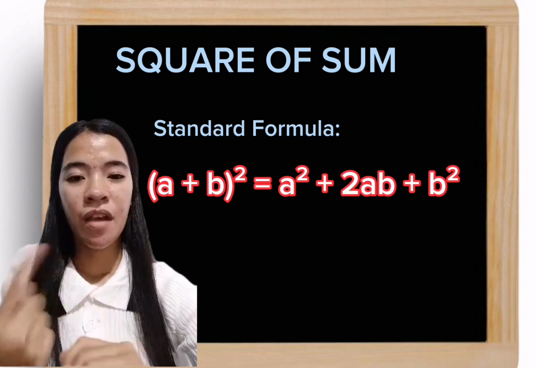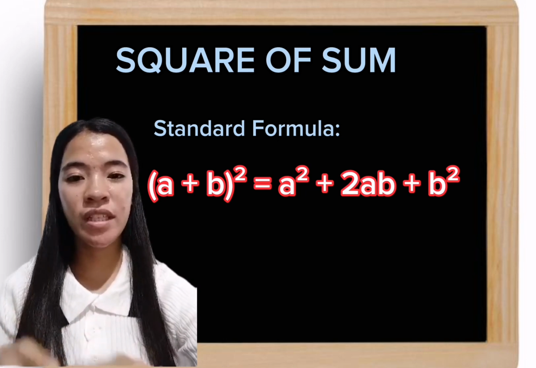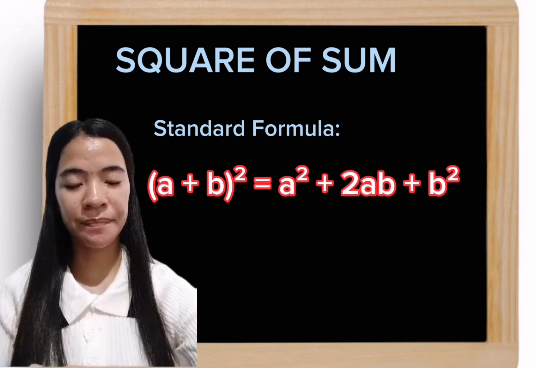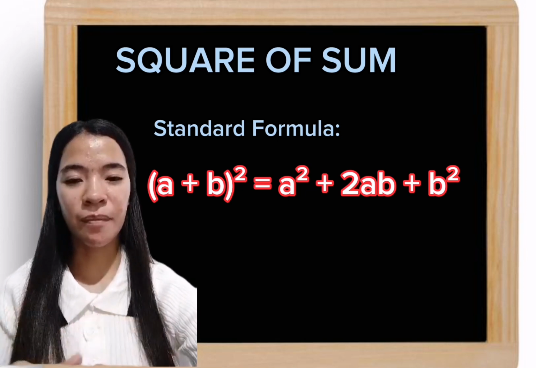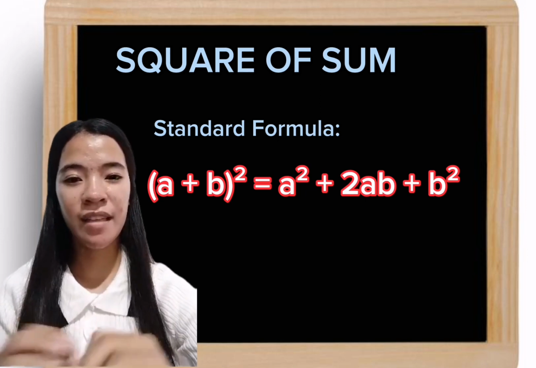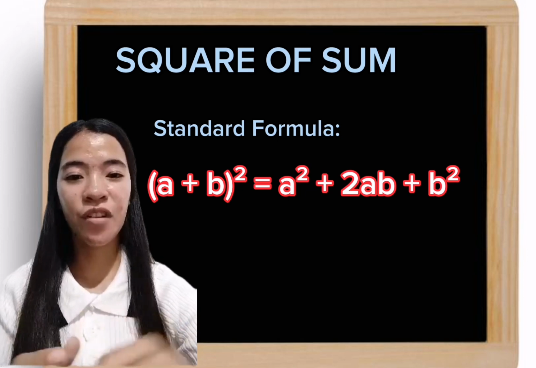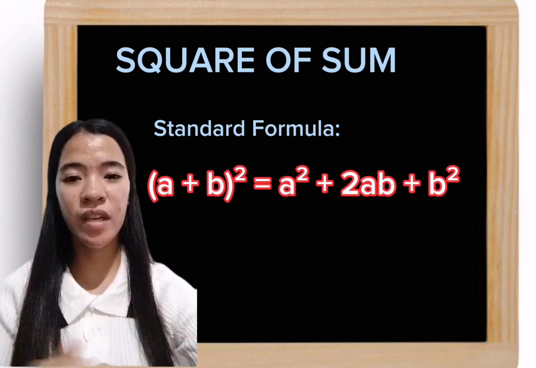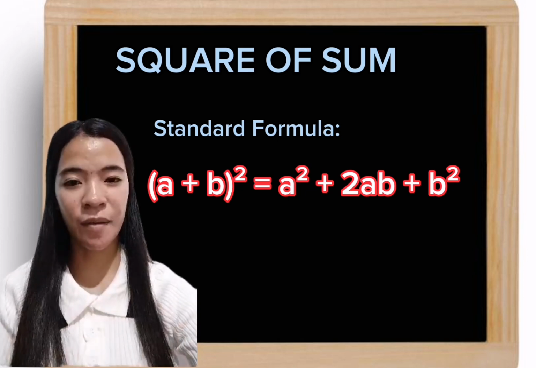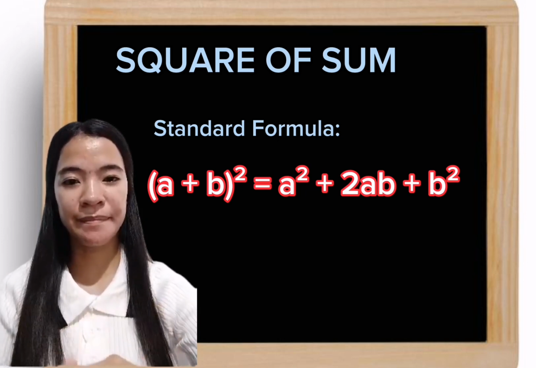First, if we are going to look for the first term, what we need to do is just to square the first term. And then for the middle term, what we need to do is just to multiply the first term and the second term, then multiply it by 2. And as for the last term, what we need to do is to square the last term. And that's how we are going to find the square of sum.